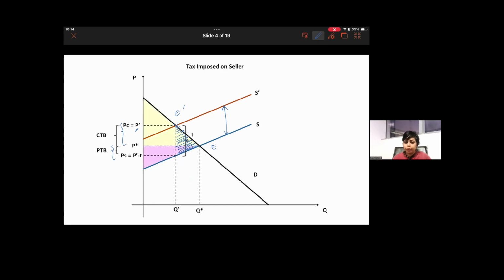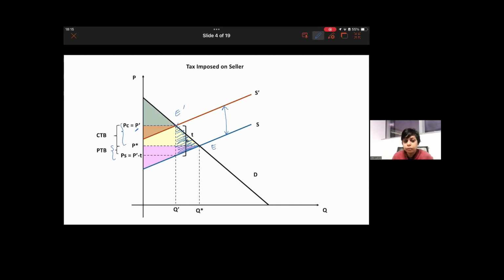This is the consumer and producer surplus initially, before taxes are imposed. This is what was happening. E was the equilibrium point, and the area bounded between the price level and the demand curve is the consumer surplus. The area bounded between the price level and the supply curve is the producer surplus. This was what was happening.